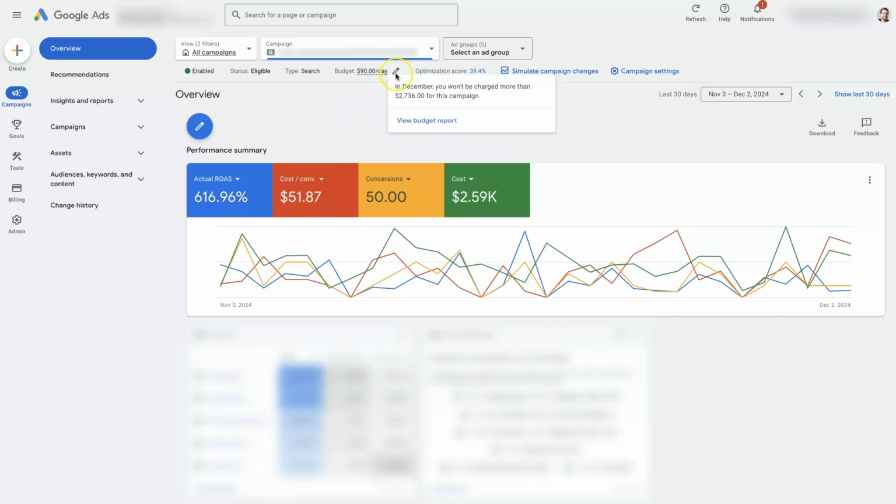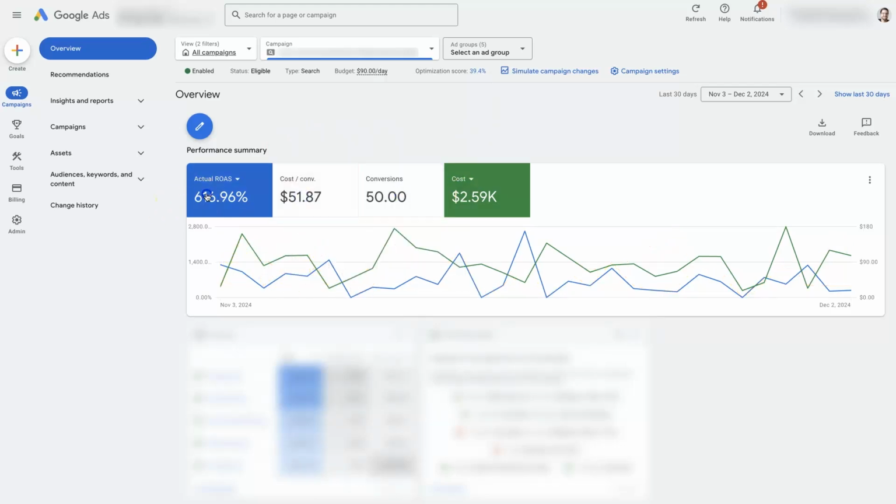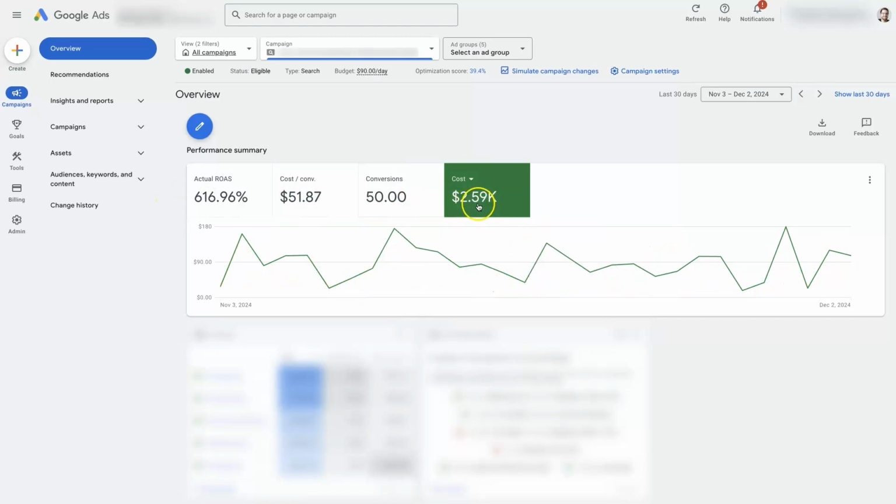If we hover over this, it's going to tell us, hey, look, in this month of December, you won't be charged more than $2,736 for this campaign. But you'll notice that it's kind of fluctuating from day to day. If we get rid of the rest of these, we can see just the green here. So some days it's spending $160, some days $23, some days $30, some days $130. It's kind of all over the place here, right?